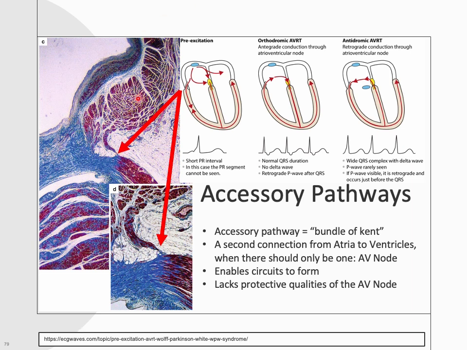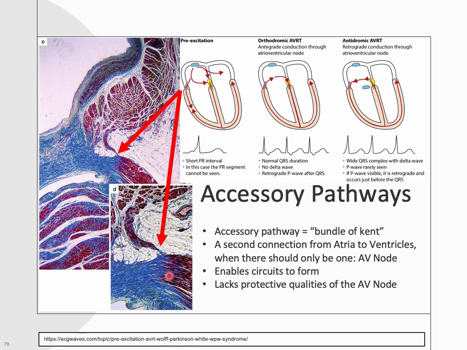This is atrial myocardium and this is ventricular myocardium, and this is the mitral valve. And here you can see just a few muscle cells bridging the atrium to the ventricle. So now you have two connections from the atrium to the ventricle. This accessory pathway, or bypass tract, is bypassing the AV node. So you have your accessory pathway and you also have your AV node.